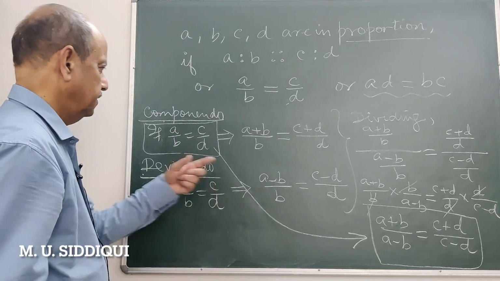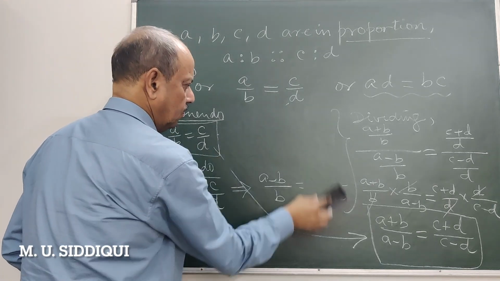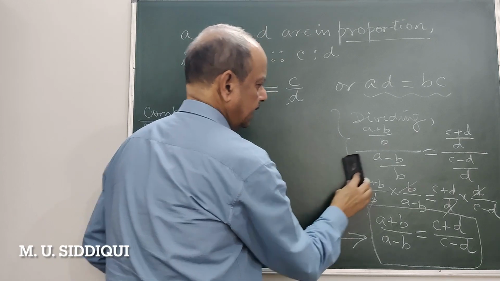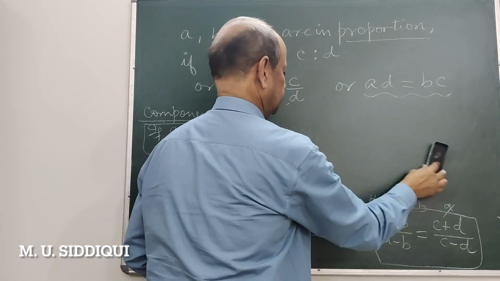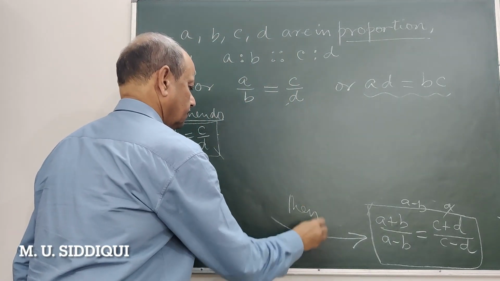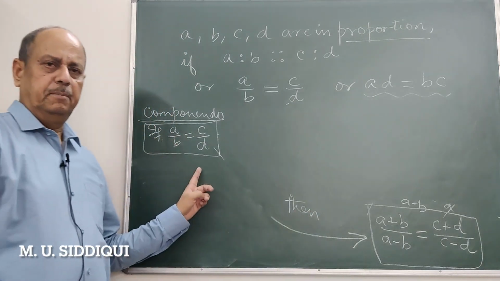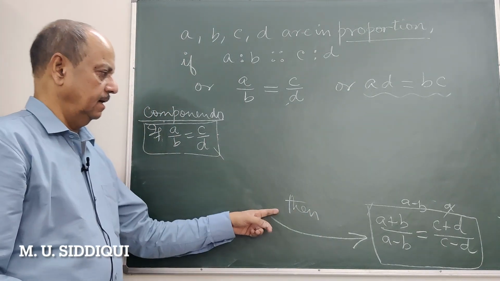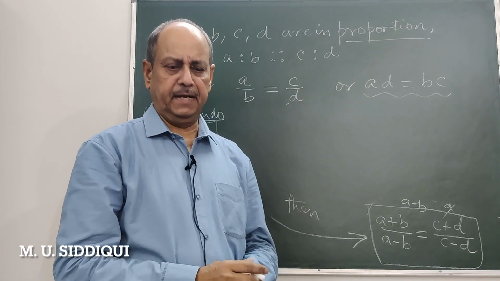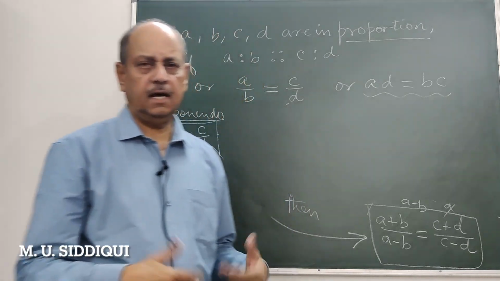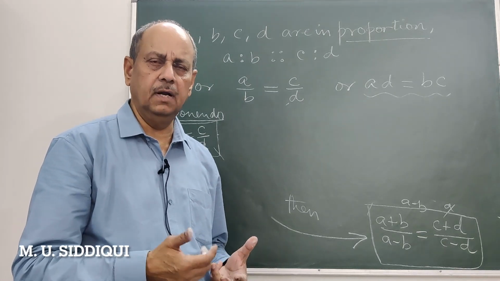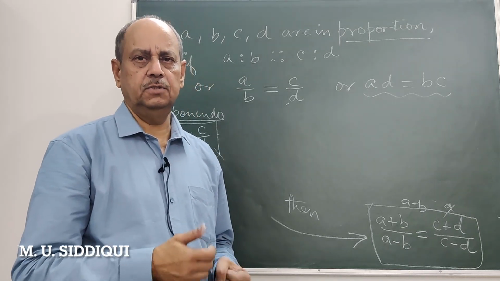So let us erase the remaining part which is not required to state directly, and we will say that if A upon B is equal to C upon D, then A plus B upon A minus B will be equal to C plus D upon C minus D. And after this we will take a few examples to show its applications, how important and useful it becomes. So this is a tool which is used for simplification of some good questions.